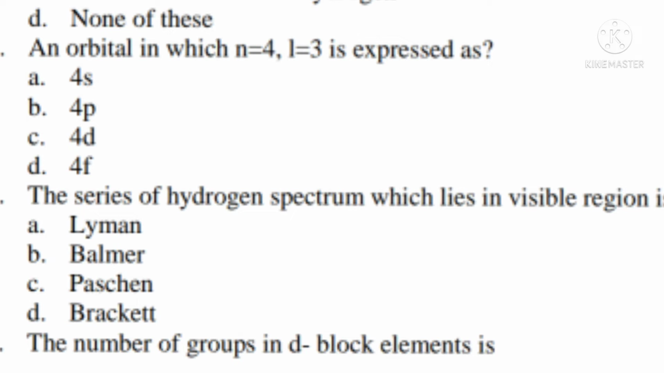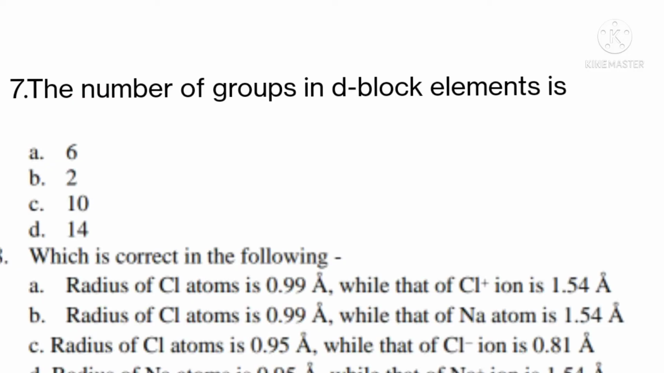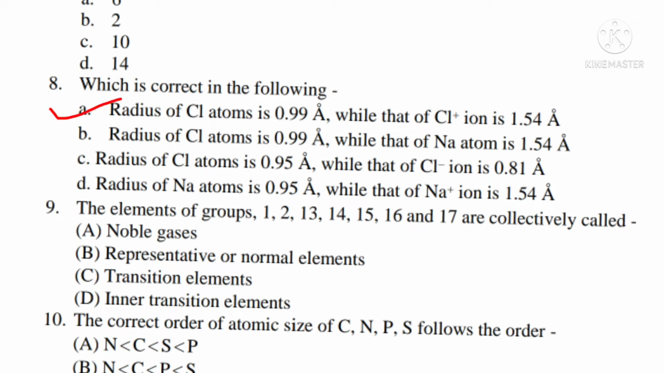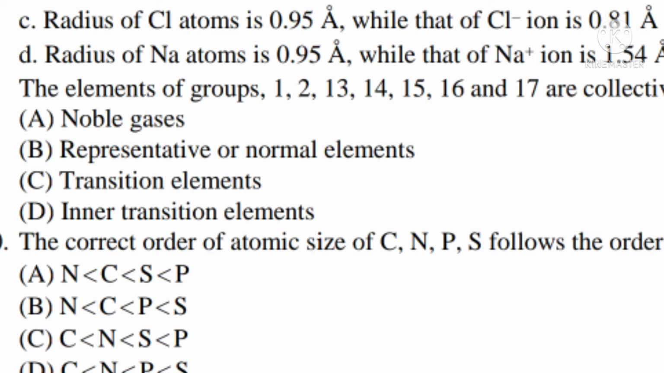The series of hydrogen spectrum which lies in the visible region is Balmer series. The number of groups in d block elements is 10 groups because it contains 10 electrons. Which is correct in the following? Radius of chlorine atom is 0.99 angstrom and that of chloride ion is 1.54 angstrom. The elements of group 1, 2, 13, 14, 15, 16 and 17 are collectively called representative or normal elements.